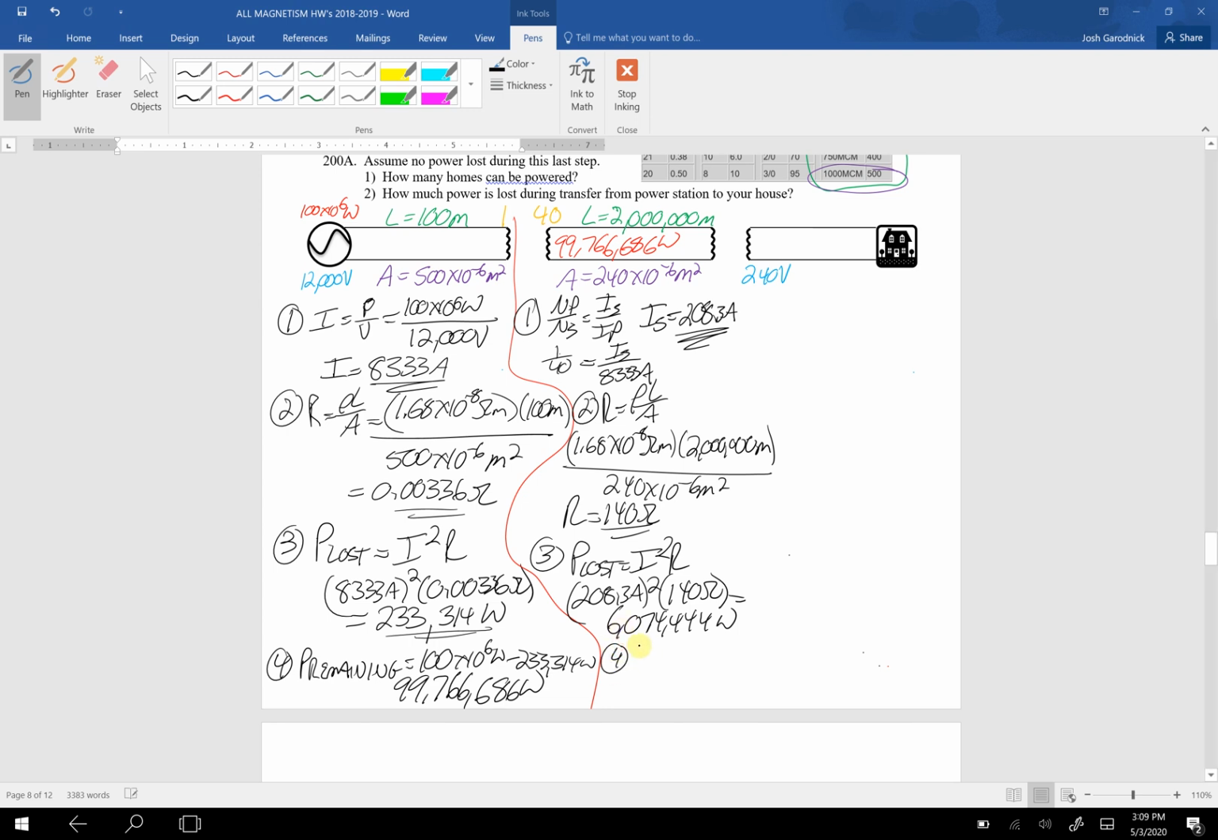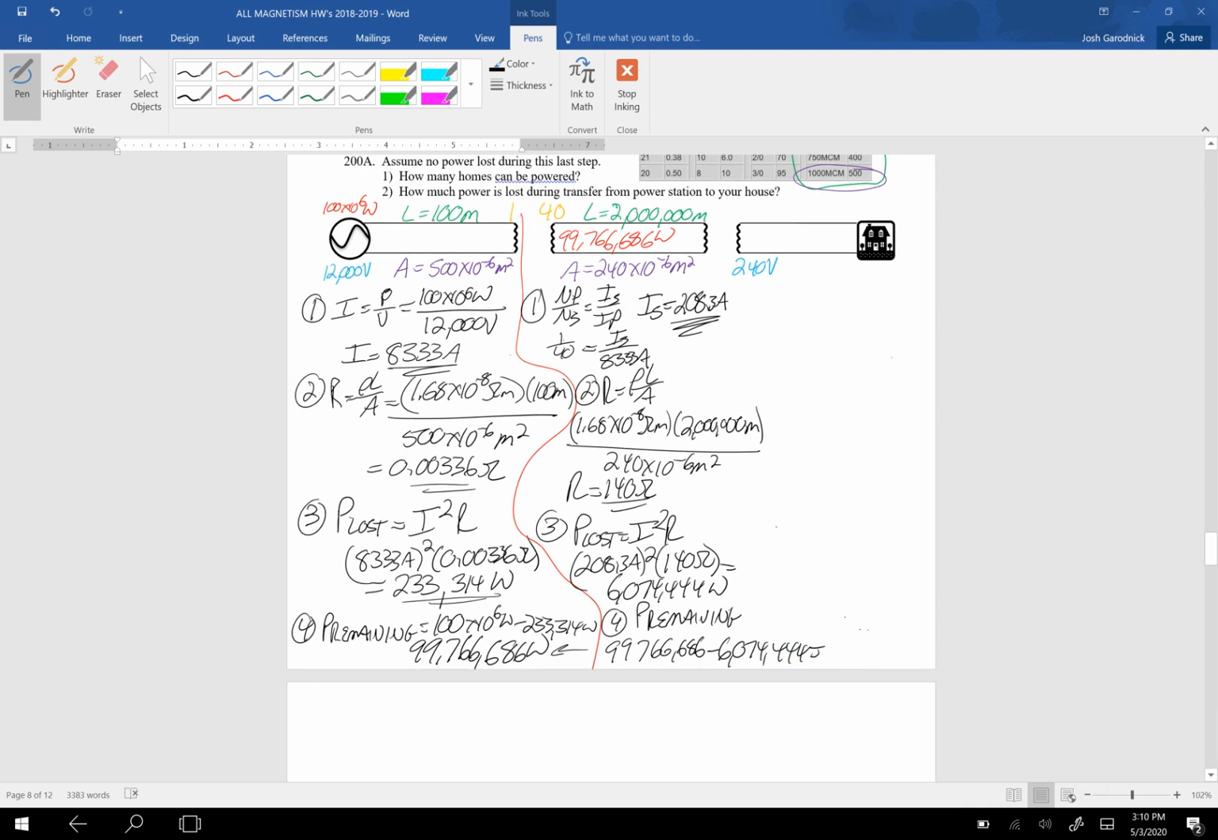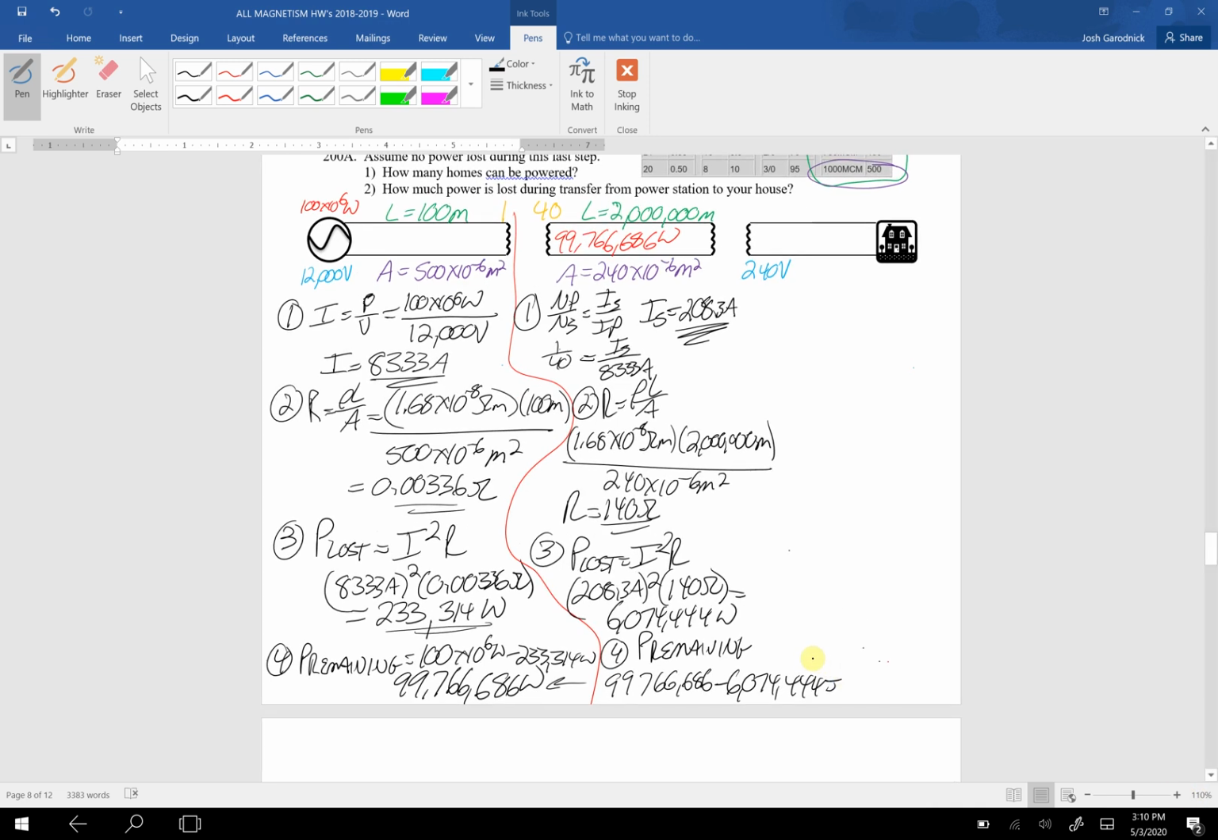That's always step 4. Step 4, power remaining, P remain. And that's going to be the power that we started with, which you can either look to the left here or maybe you wrote it up on the top. That's going to be 99,766,686 minus the power that we just lost, which is 6,074,444, and that gives us a power remaining of, I did not want to do that, sorry, 93,692,242 watts. So again, some people like to write that right away up top. I will. 93, 692, 242.